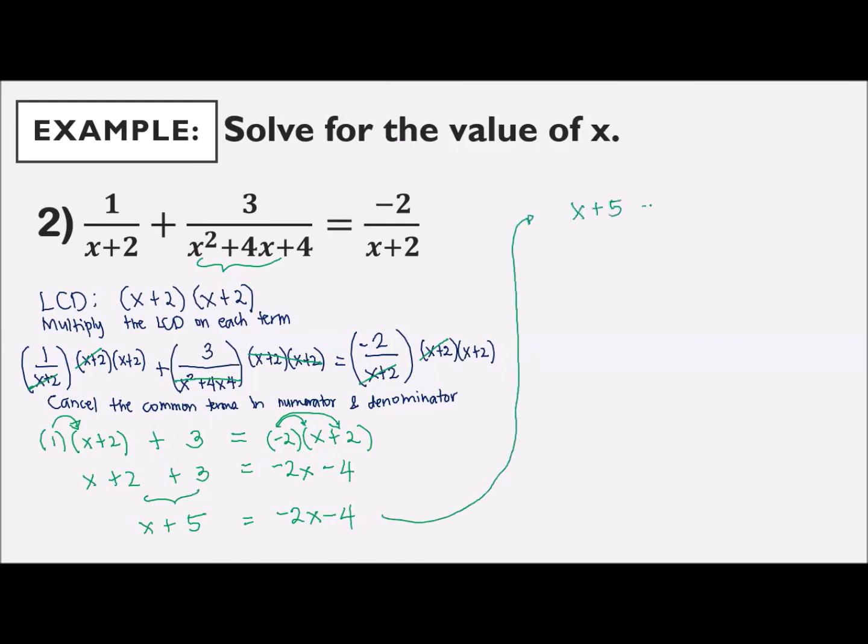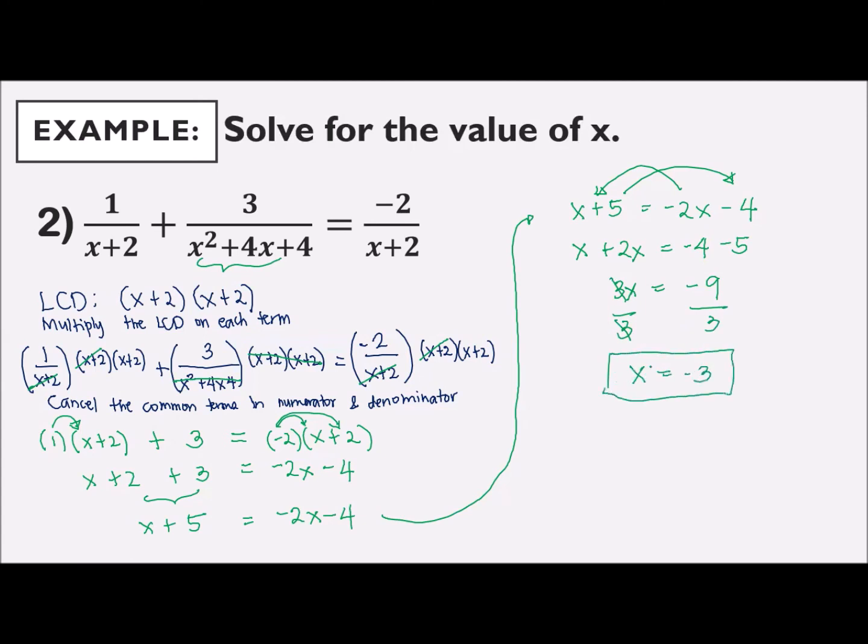Sulat ko lang po ulit para mas maliwanag kung ano ang nangyari. Lipat natin si negative 2x dito, magiging positive 2x. And then yung 5, lipat sa kabila kasi wala naman siyang x. Okay, then x plus 2x, that is 3x. And then negative 4 minus 5, that is negative 9. Then divide both sides by 3, x is equal to negative 3. And you can pause this video, you can substitute negative 3 on all the values of x here. Then makikita ninyo na yan ang ating final answer kasi mag-i-equal yung dalawang rational expressions. Okay?